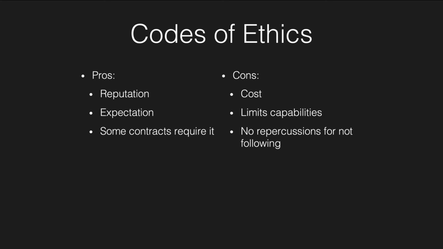So, codes of ethics pros: reputation and expectation, and if you're doing any kind of work for the government or for the military or things like that, you may actually be required to be a member of a code of ethics society. The cons are it's actually costly. It can limit what you can do. Obviously, don't break the law, but you wouldn't necessarily be able to get away with everything. And this is the kicker: there's absolutely zero repercussions for not following the code of ethics.